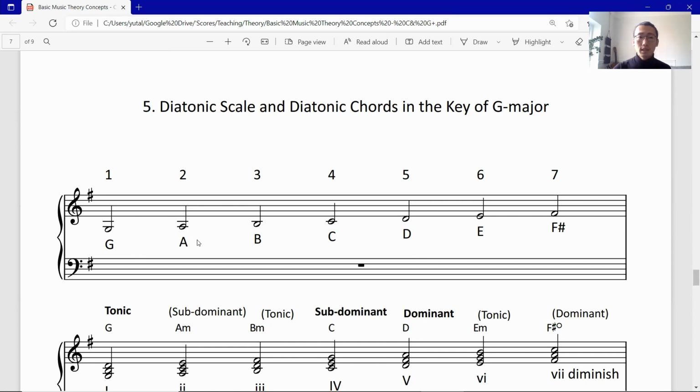What is the distance between A to C here? A to C, these two. You just count from here to here. First letter, second letter, third letter. C is the third letter counted from A, so it's a third. A to C, the third.